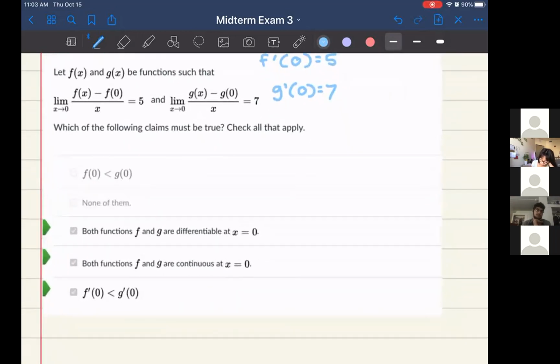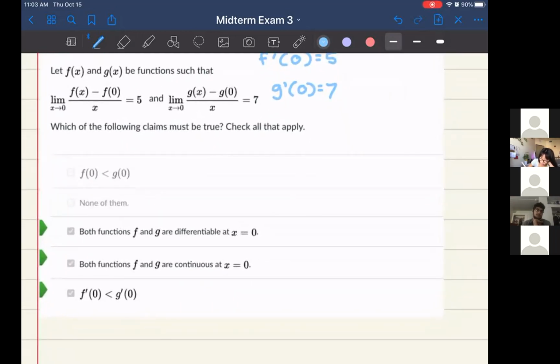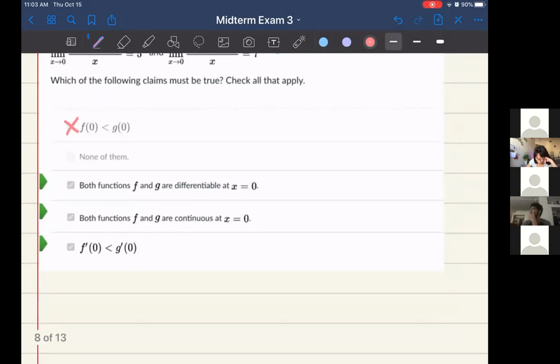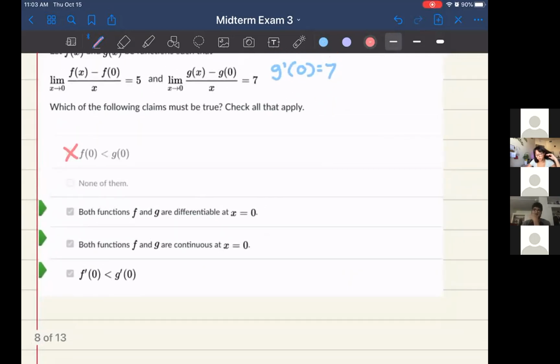So look at the first choice, and you can cancel that one just because you don't know what f of 0 and g of 0 are. They don't give it to you. They just give f prime of 0 and g prime of 0. So you know that's not true. Then, both functions f and g are differentiable at x equals 0. We know that's true because that's the limit definition of the derivative, and if that limit exists, then they are differentiable.